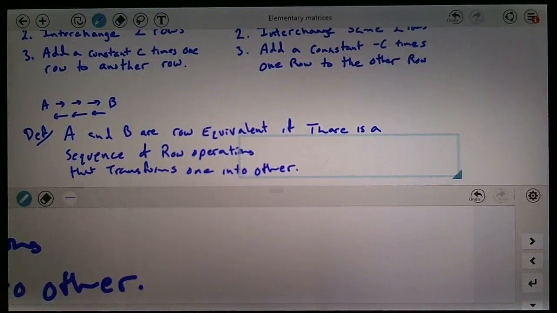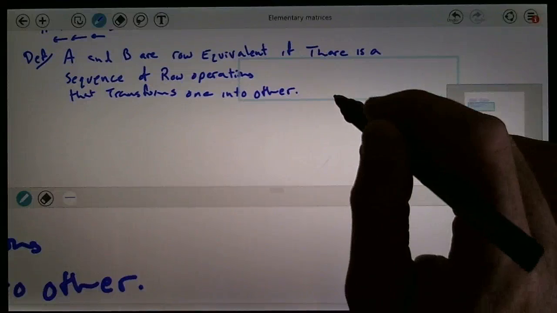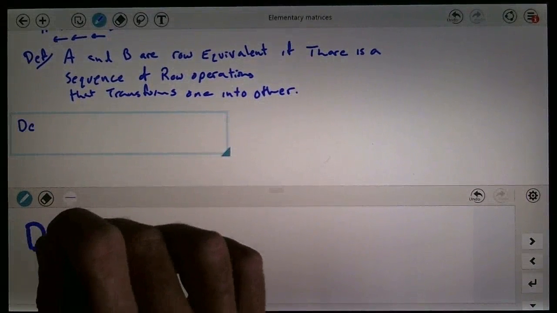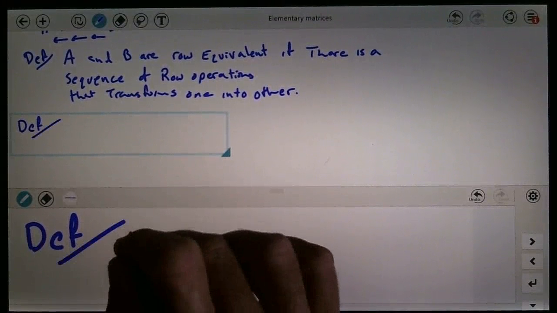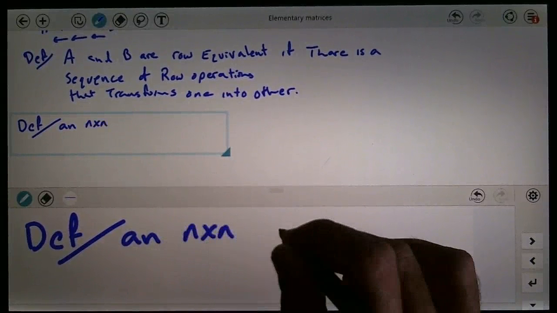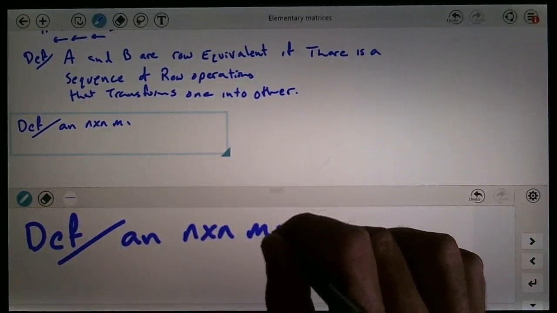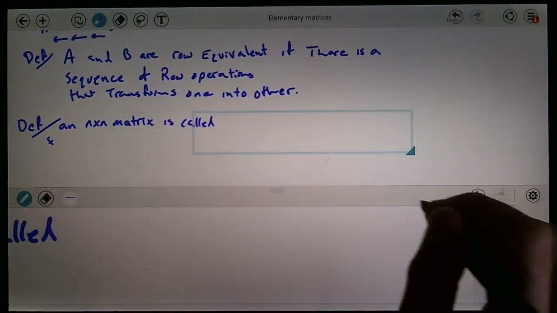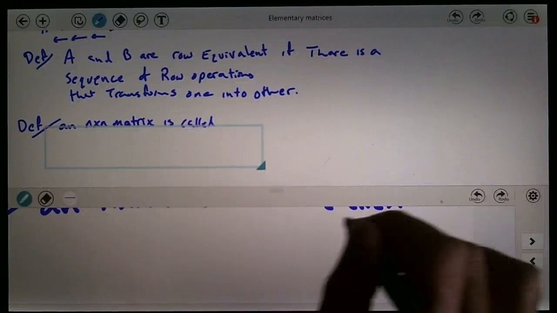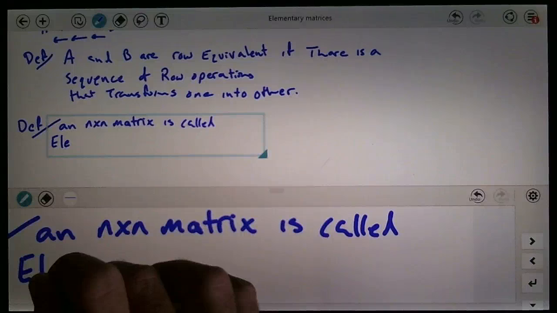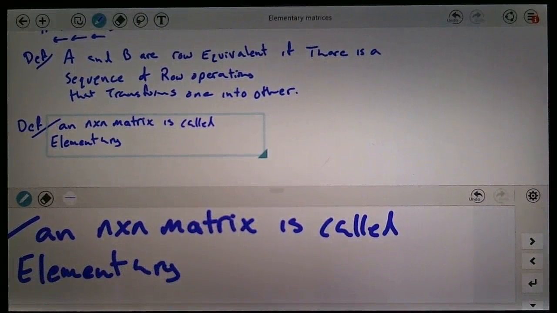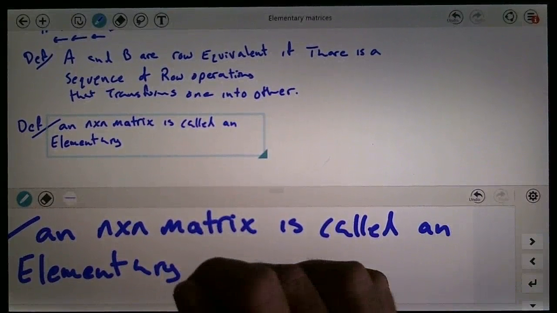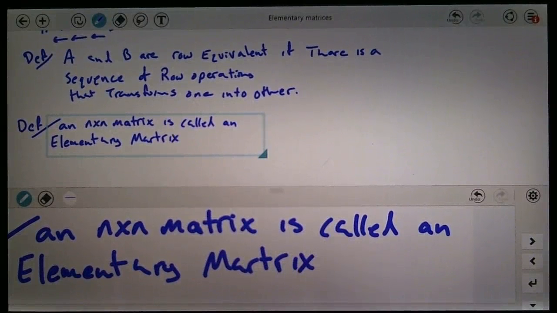Now, I'm going to find a way to represent these row operations and perform them by matrix multiplication. So what we're going to do now is make another definition, and we're going to define an elementary matrix. An n by n matrix is called an elementary matrix if it can be obtained by performing one elementary row operation to an identity matrix.